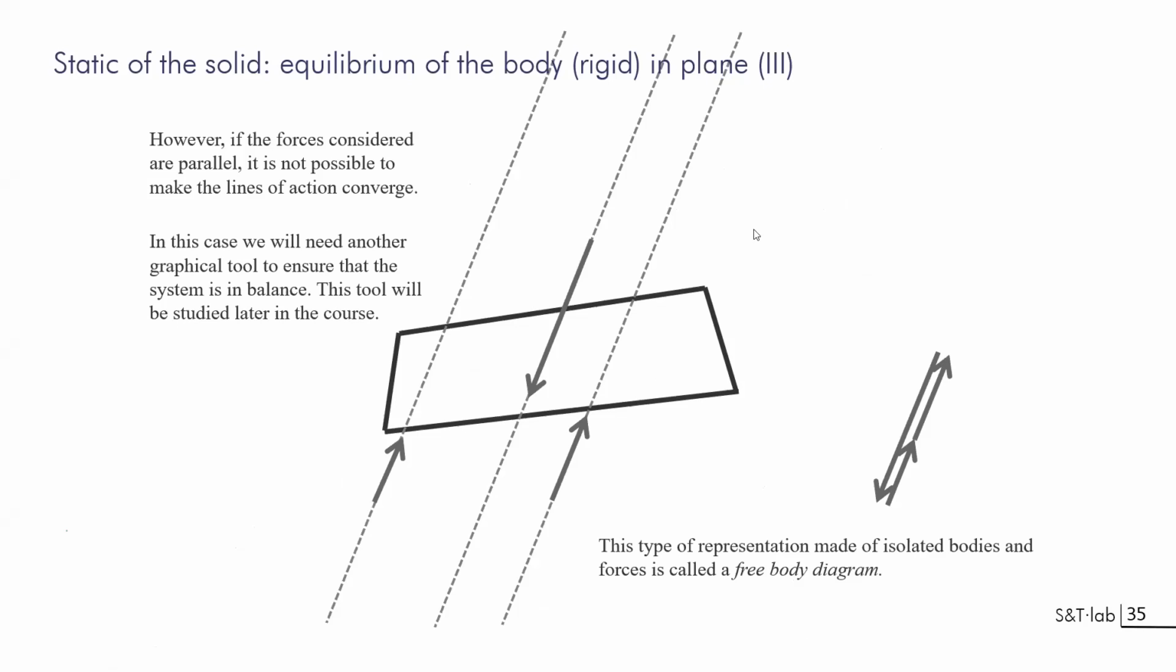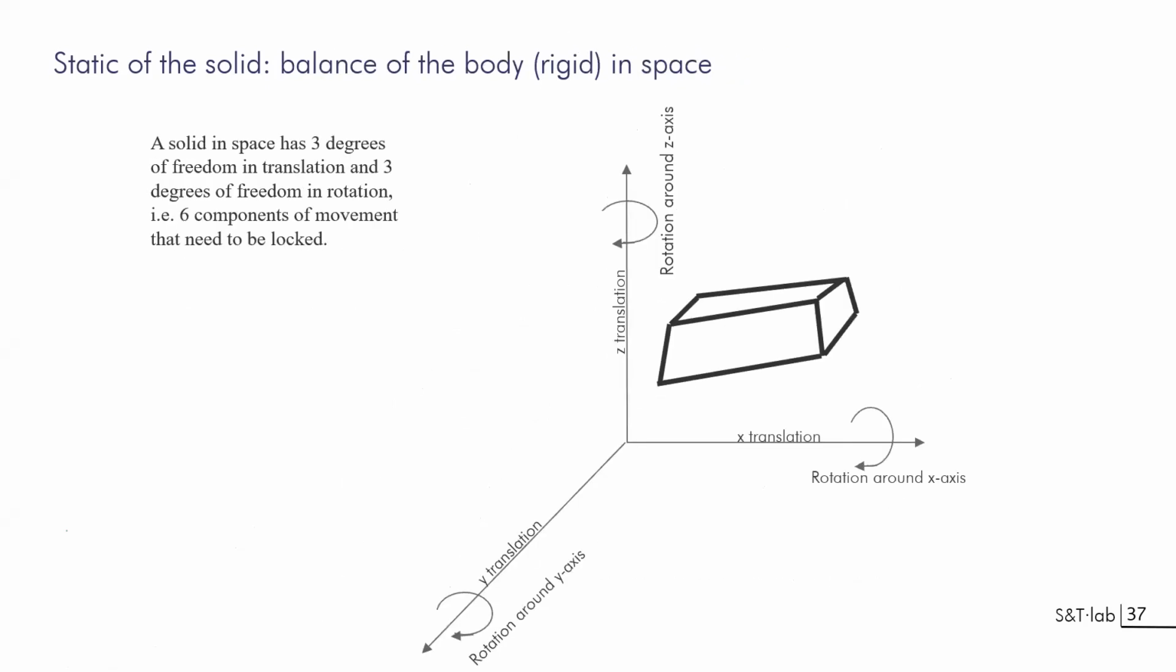You can show that this is a closed polygon. Actually, I'm supposed to represent them here, but you cannot see anything. So I will use this method. And to demonstrate the equilibrium, you will need another tool that will be the funicular polygon.